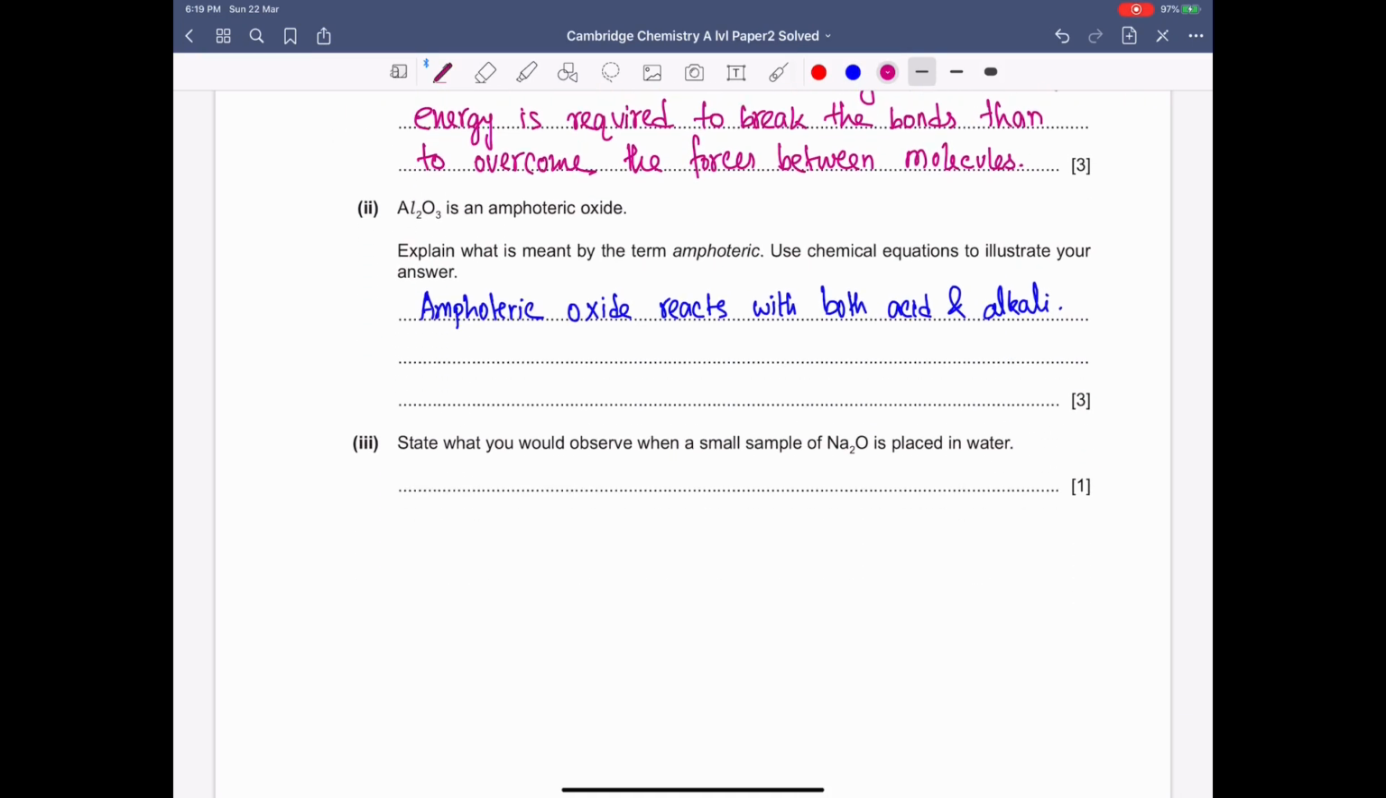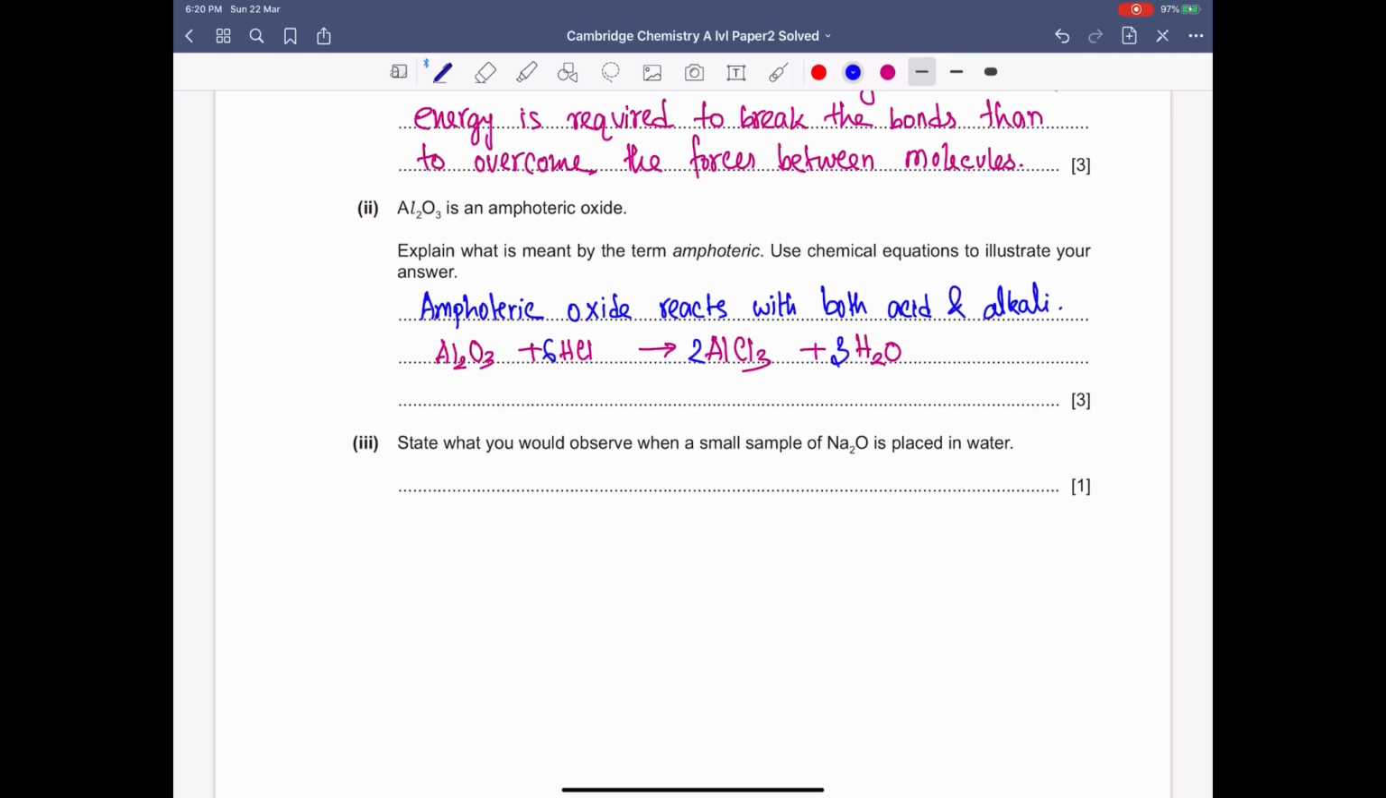So first of all, aluminium oxide reacting with an acid, Al2O3 reacting with hydrochloric acid, HCl, will produce AlCl3 plus water. As you can see, there are two aluminiums, so to balance this out we'll need a 2 here, and that makes 6 chlorine, so 6 here and 3 H2O.